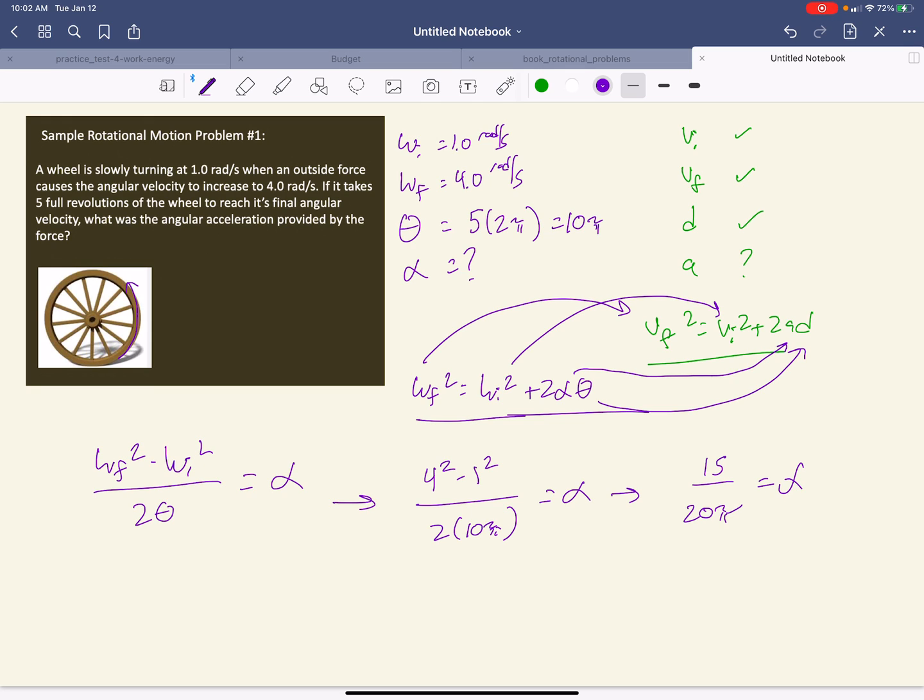So, let's just do this. It's going to be 15 divided by 20 times 3.1415. And it looks like 0.239 radians per second squared. Remember, it's an angular acceleration, so it's radians per second squared, just like meters per second squared would have been a linear acceleration. Okay. So that is how we would solve this one.